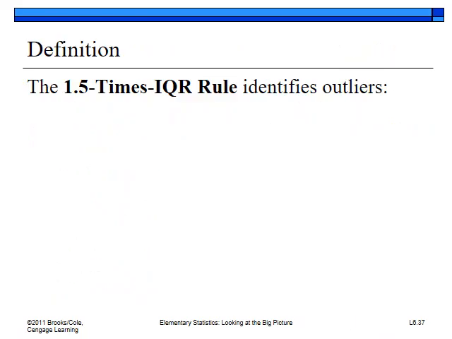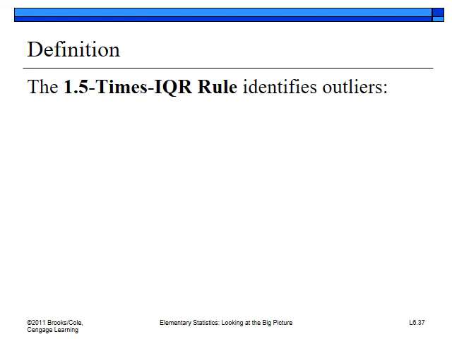Remember that we defined outliers as points in our data that are unusually high or unusually low. That can be a matter of opinion. So for this book, for our class, we will always define outliers in the following way. We will use the 1.5 times IQR rule.